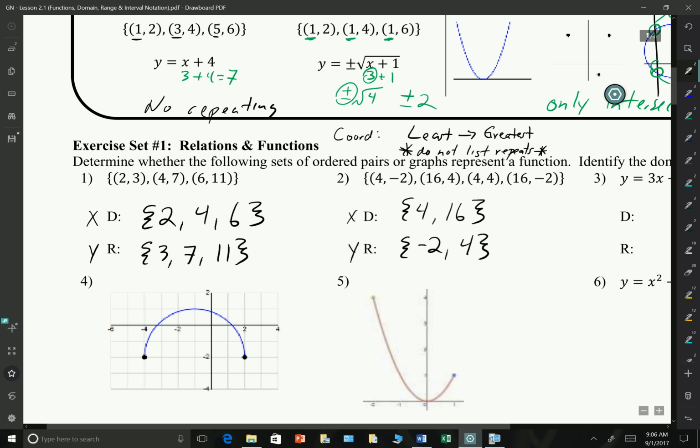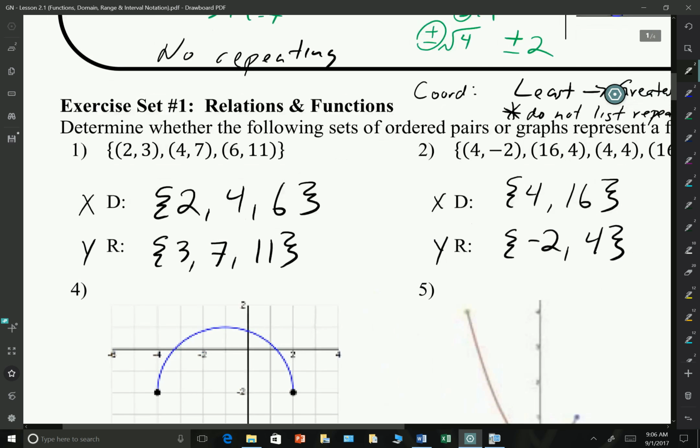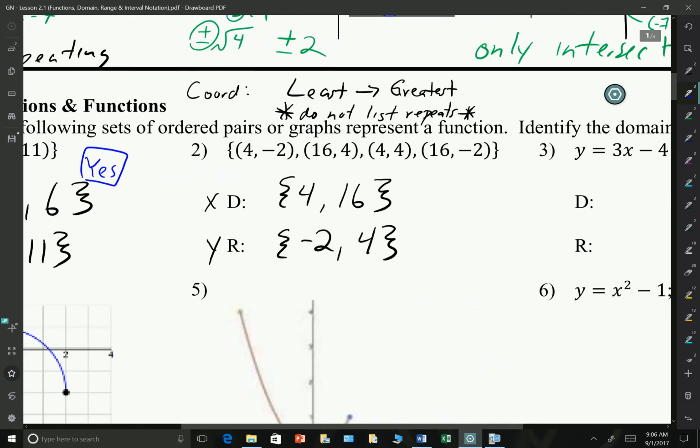Now, we didn't answer these questions. Is the first one a function? Yes or no? Why? No repeating x's. Is the second one a function? No. Why? X equals 4 and x equals 16 repeat.